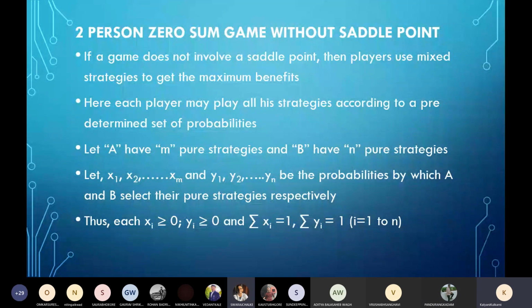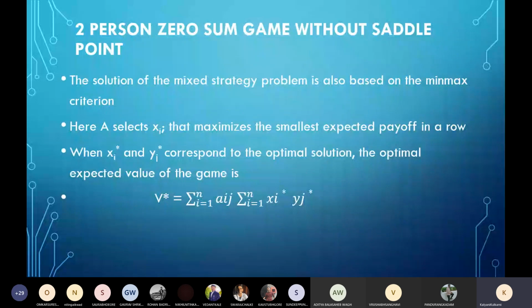Yes, ma'am. So the solution of mixed strategy problem is also based on the min-max and max-min criteria. Player A selects xi, which maximizes the smallest expected payoff in a row. So player A will play row strategies to maximize his chances of winning. When xi and yi correspond to the optimum solution, the optimum value of game is given by this equation, you can just note it down.